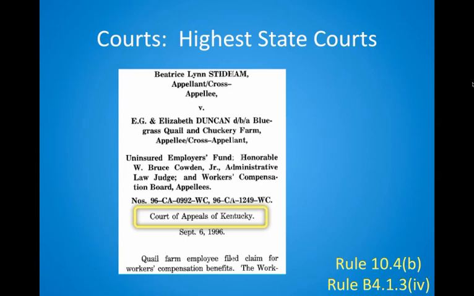Here's the case of Stidham v. Duncan, as it appears in the second edition of the Southwestern Regional Reporter. Following the case name and docket numbers, we see the name of the deciding court, the Court of Appeals of Kentucky. Note that in Kentucky, the Court of Appeals is the highest level court.